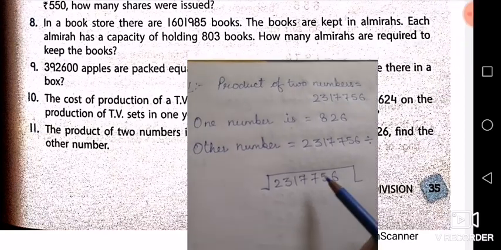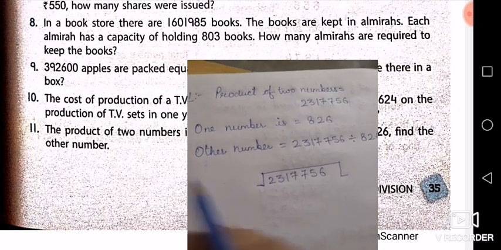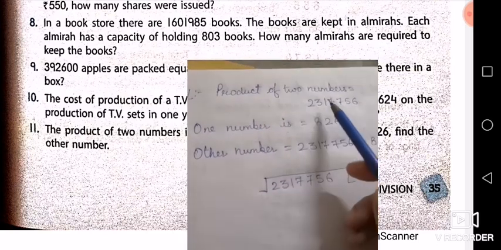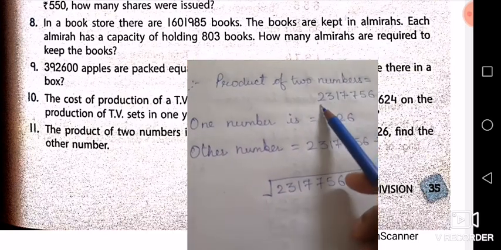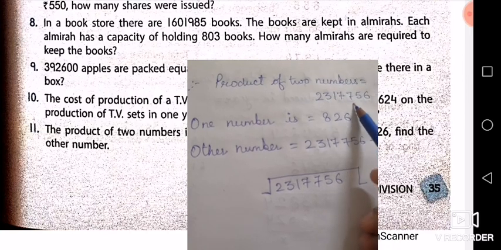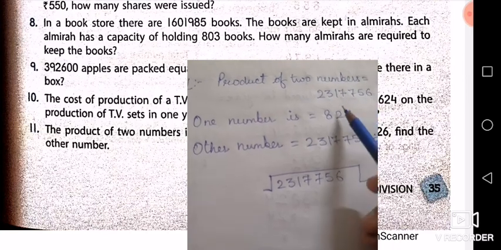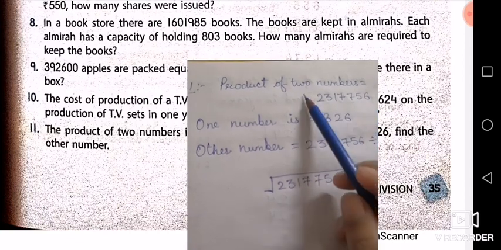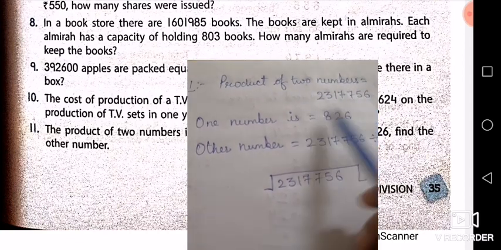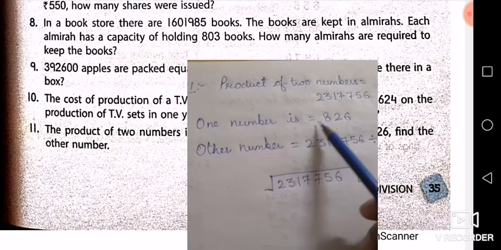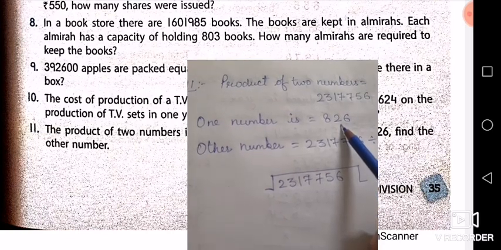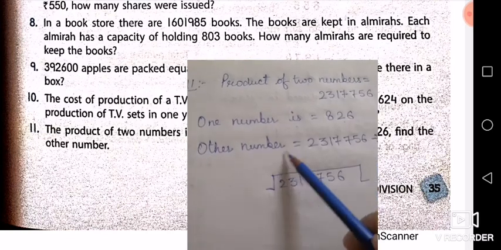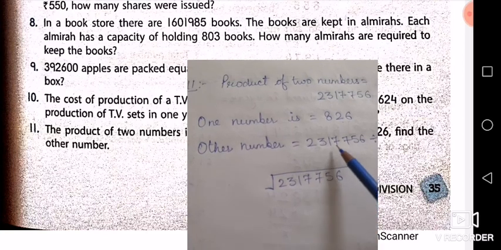So as I told you, what is given in the question is the product of two numbers, that is 23,17,756. Listen to this question carefully and understand it carefully. Now the product of two numbers is given to you. One of the numbers is given to you, that is 826. Now how will you find out the other number?